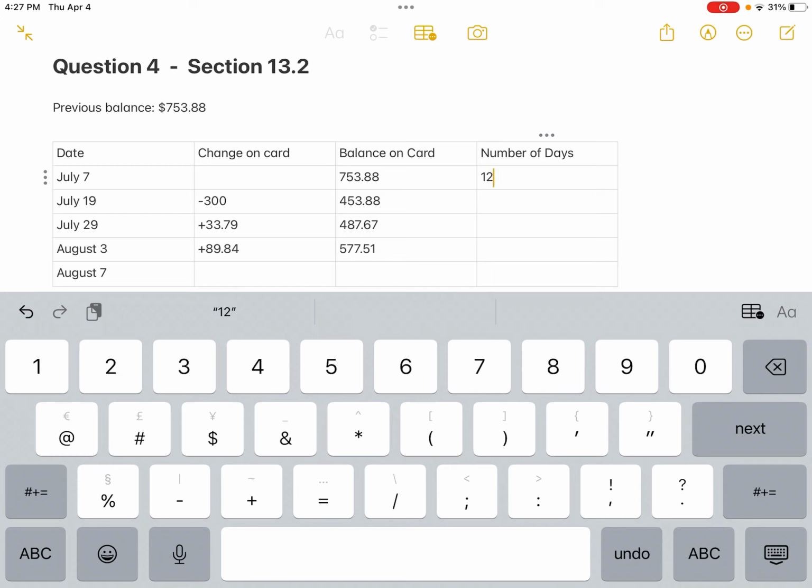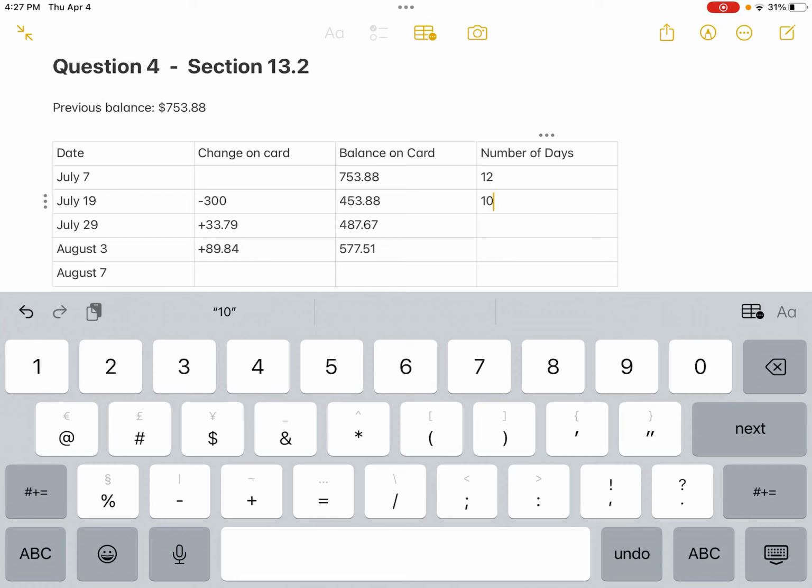Then on July 19th, we made a payment. So for the next 10 days, from the 19th to the 29th, it stayed at 453.88. Then from the 29th to the 3rd, it stayed at 487.67. So there's where we get a little bit tricky. I use my fingers, which I can't show you right now, but let's count.